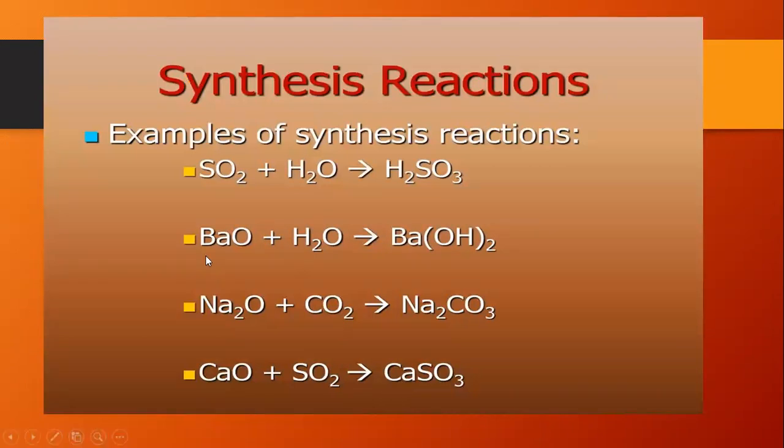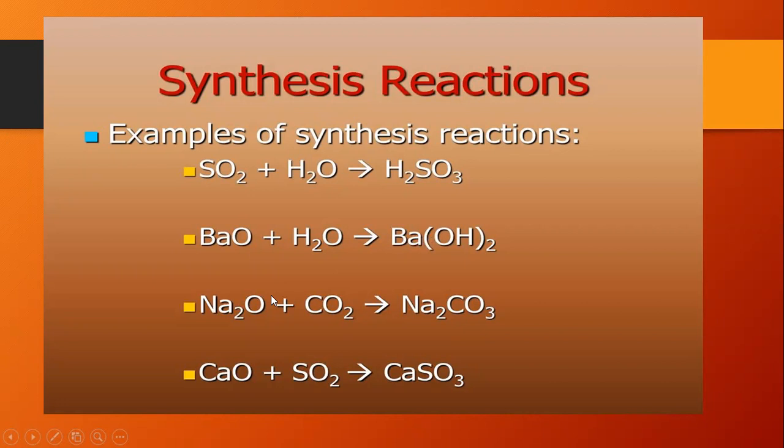Here you can see some more complex compounds like sulfur dioxide. It reacts with water to form sulfuric acid. When sulfur dioxide reacts with water, it results in the formation of sulfuric acid, and sulfuric acid is a more complex compound than these two. In the second example, you can see barium oxide. It reacts with water to form barium hydroxide. Again, it is more complex than barium oxide and water. Barium oxide and water join together to form barium hydroxide.